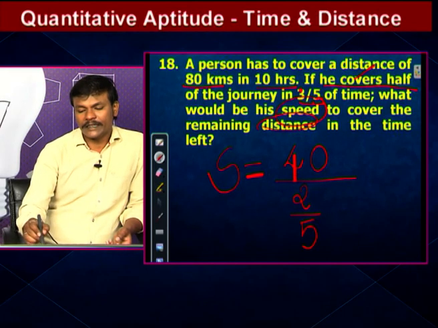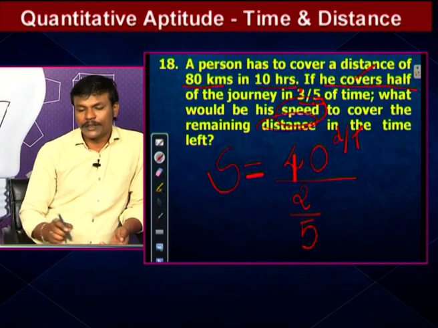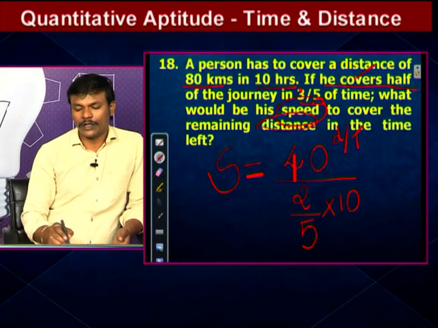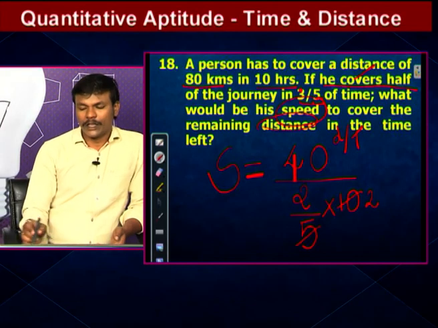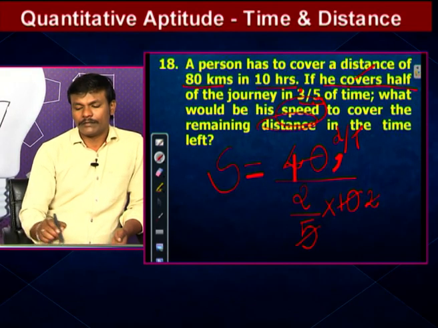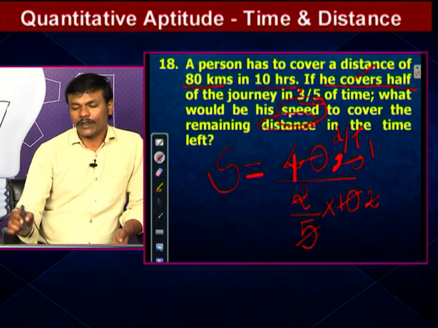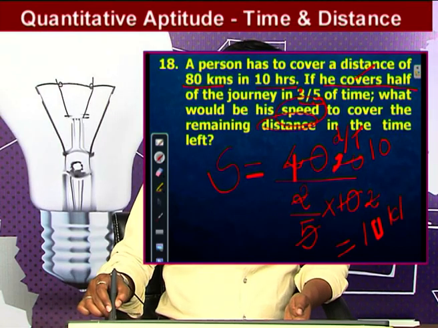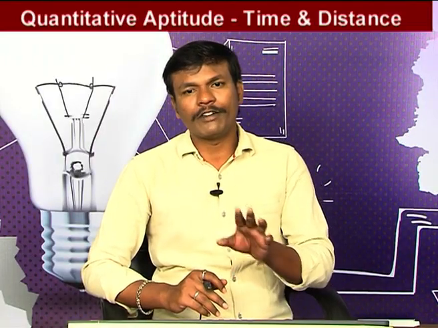This is the distance d by time. The distance is the remaining distance, 40; the time is the remaining time, 2 by 5 of 10 hours. Okay, the total is 10 hours. So, 5 2s are 10, 2 10s. What is the speed you have to cover the remaining distance in the remaining time? 10 km per hour. So, the remaining distance is half of the distance, that is 40 kilometers. The remaining time is 2 by 5 of 10 hours, that means 4 hours. 40 by 4 is 10 km per hour.